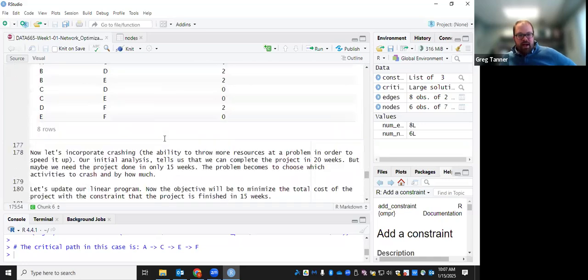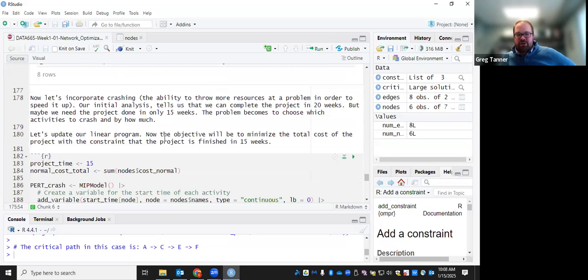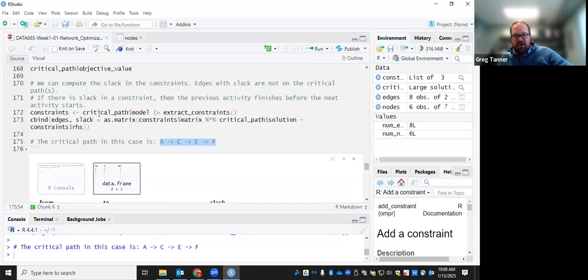Okay. Now let's incorporate the ability to crash some of the activities, throw more resources at them in order to speed it up. Our initial analysis tells us that we can complete the project in 20 weeks, but maybe we need the project done in 15 weeks. Can we cut 5 units of time off this activity? Well, you could just repeat the analysis above with, instead of using the normal time, using the fully crashed time and seeing what is the minimum amount of time we could finish it in.